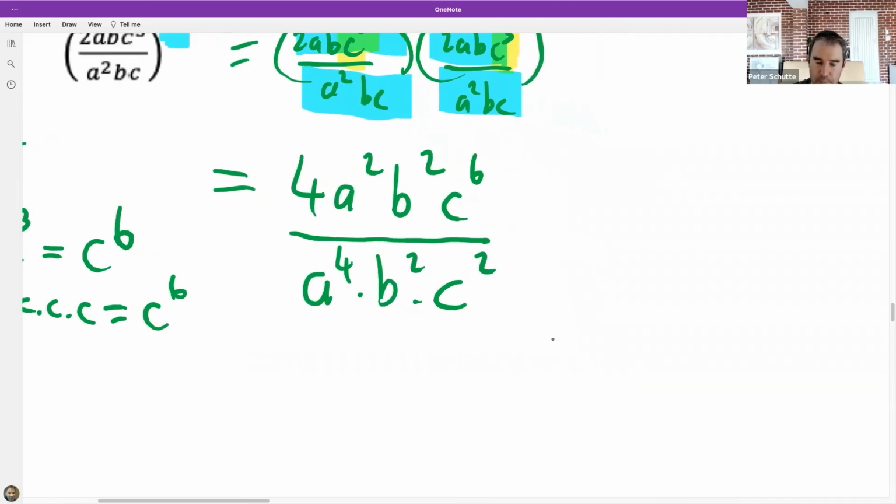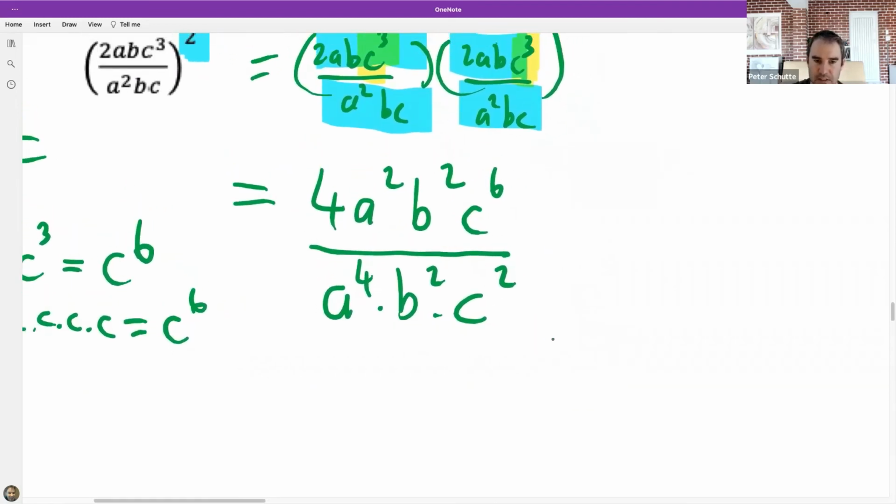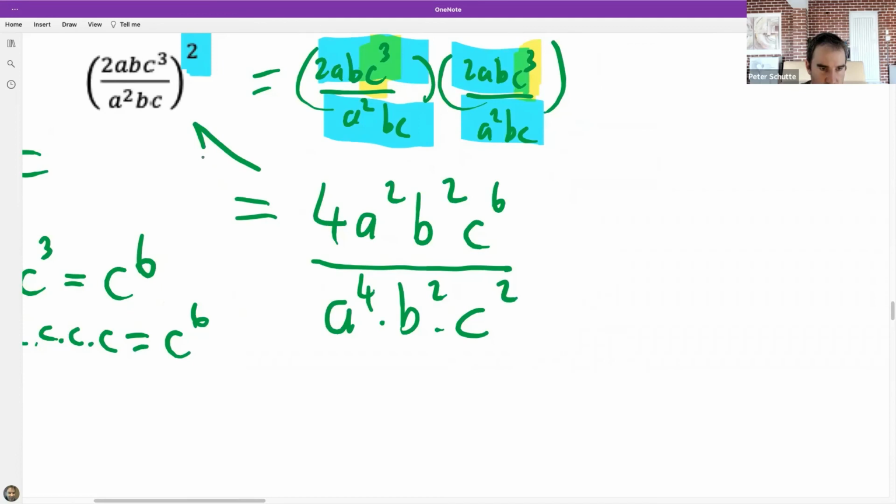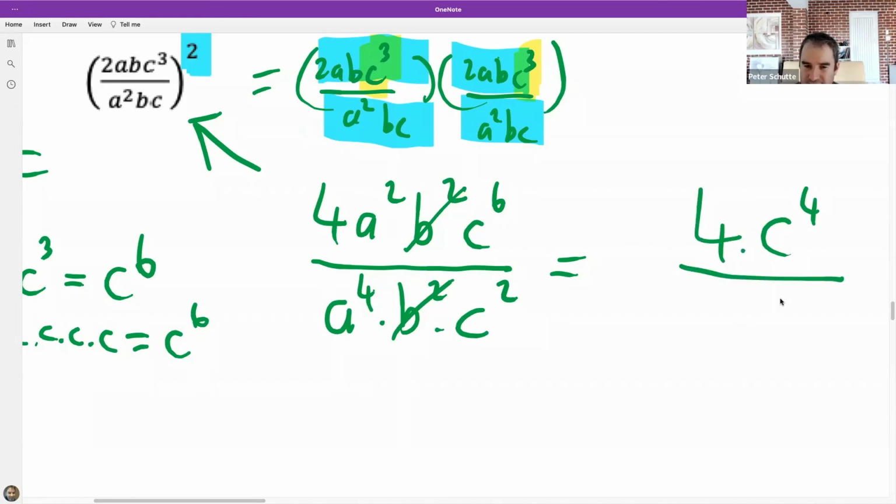And so now the last step is I need to simplify this. But this is a lot easier to simplify than this crazy looking thing up here. The easy wins are going to be the b squareds. That's a piece of cake. And then if I have c to the 2 on the bottom and c to the 6 on the top, I'm going to end up with c to the 4 on the top. The 4 is going to stay here. Where is the a going to go? Because I've got a squared on top and I've got a to the 4 on the bottom.